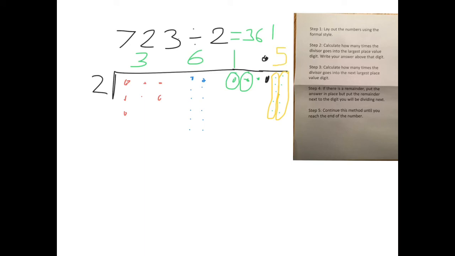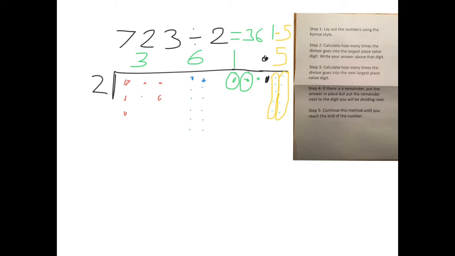So what's 723 divided by 2? Well, the answer is 361.5. And that's how you divide using images, where we have a remainder and where we don't have a remainder.